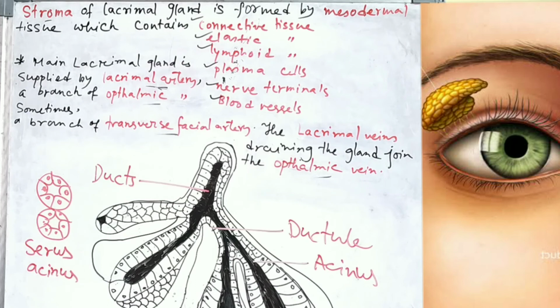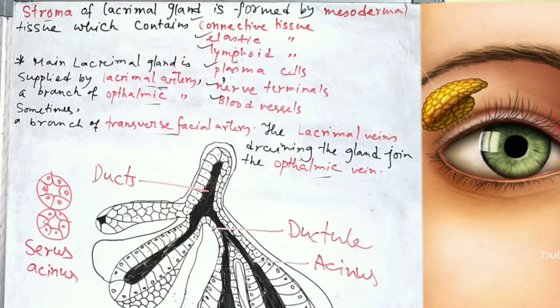Like the blood supply, the lacrimal gland also has a nerve supply. The sensory nerve supply comes from the lacrimal nerve, a branch of the ophthalmic division of the fifth cranial nerve. The sympathetic nerve supply is also there. Secretomotor fibers are derived from the superior salivatory nucleus. So, this is the description of the structure of the lacrimal gland, which helps in the production of tears and acts as the protective part of our eye.